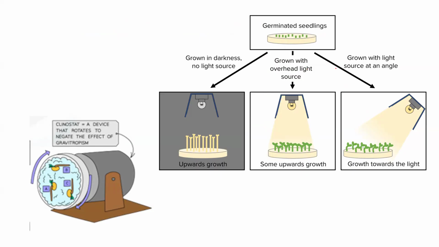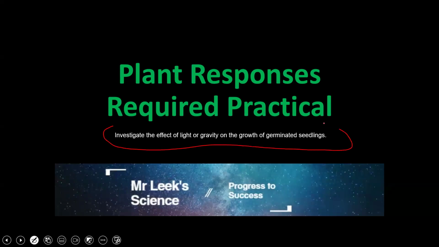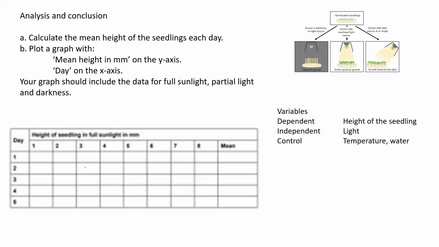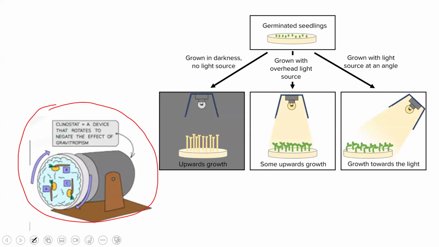Now again, if I just flick back to the very first screen, it says in the actual syllabus, investigate the effect of light or gravity on the growth of germinating seedlings. Now, actually testing gravity is pretty difficult. This device here is something that actually takes away gravity. It's called a clinostat, and what it does is it rotates very, very slowly to take away the effect of gravity.